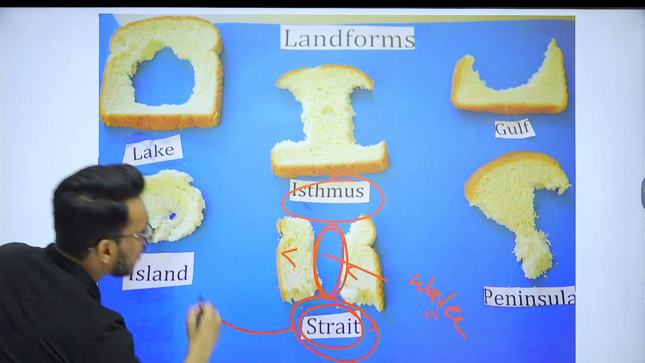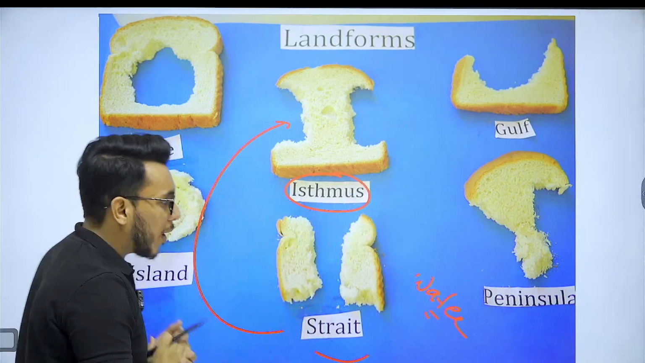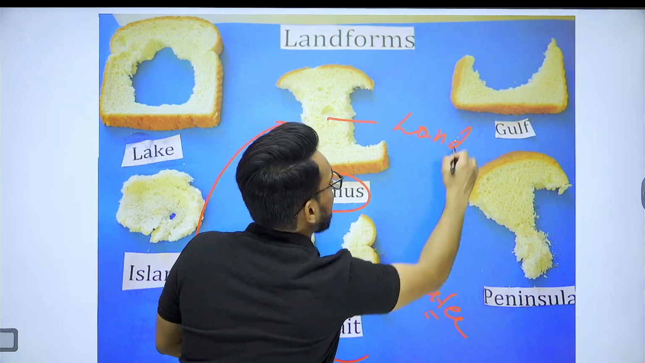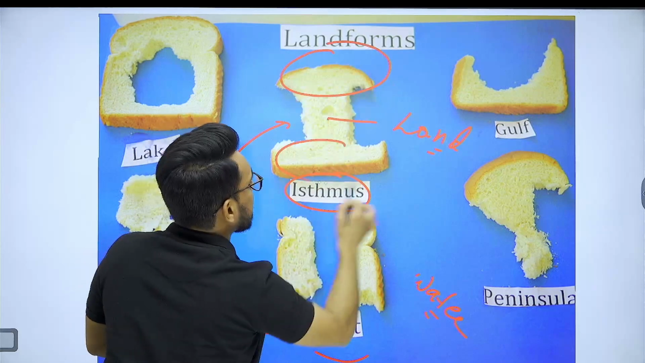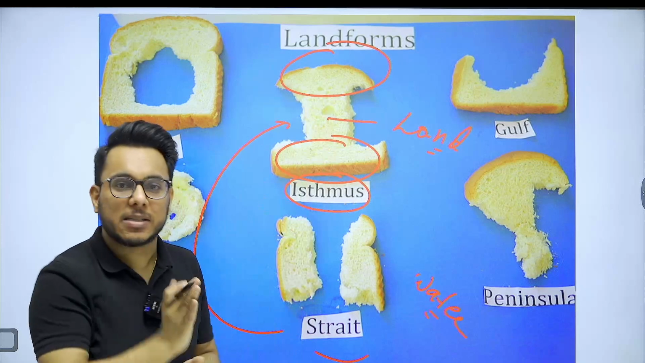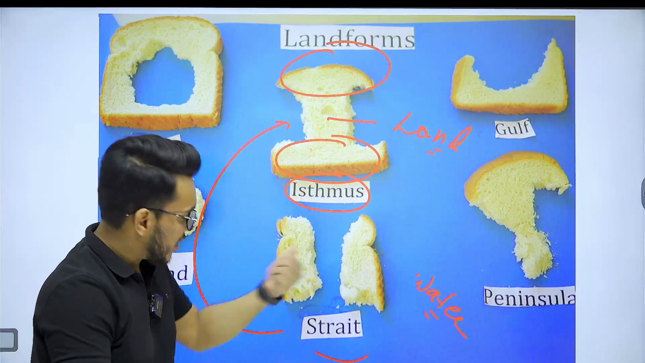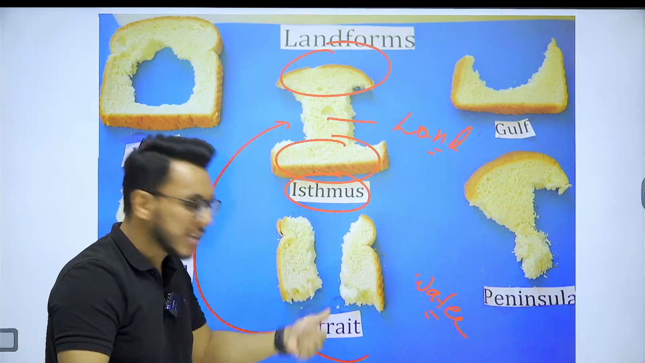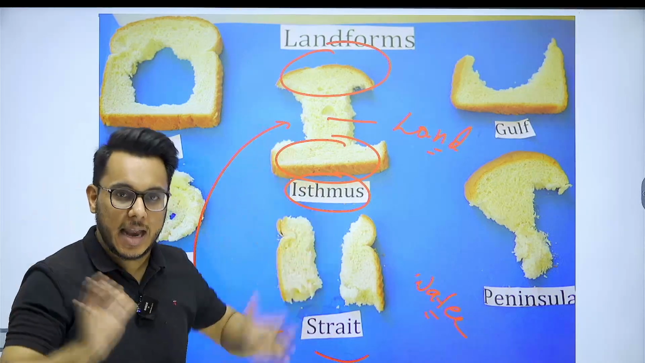Now, the opposite of a strait is an isthmus. What is an isthmus? An isthmus is a narrow body of land which connects larger land masses, and on either side of an isthmus there will be water. So strait and isthmus are opposite. A strait is a narrow body of water, an isthmus is a narrow body of land. Straits connect larger water bodies, an isthmus connects larger land masses.